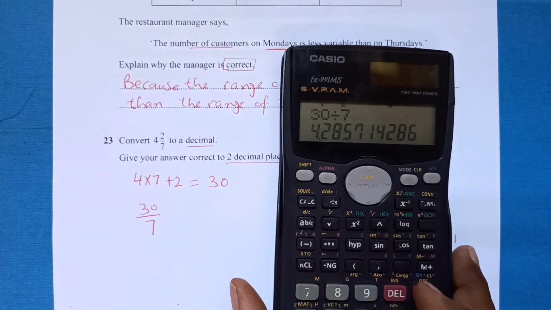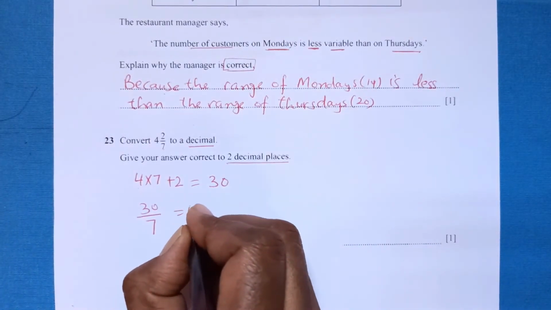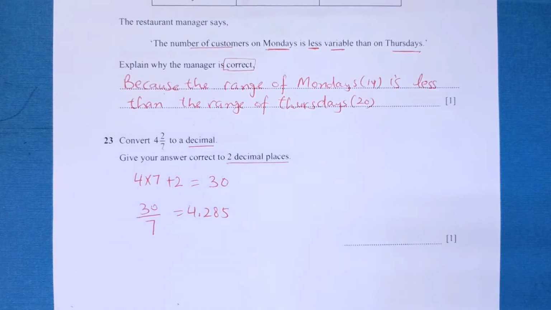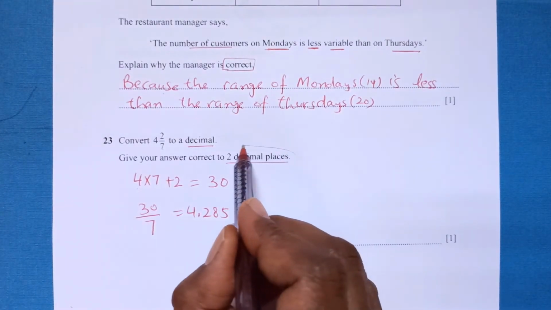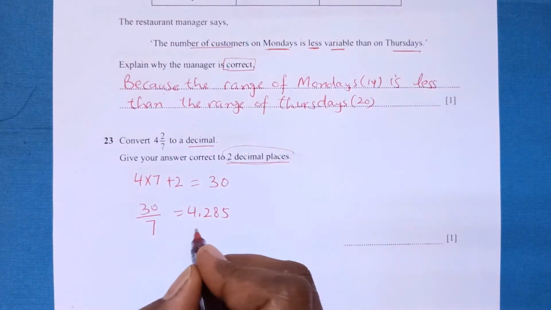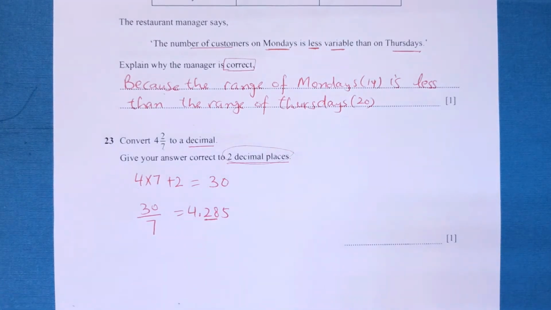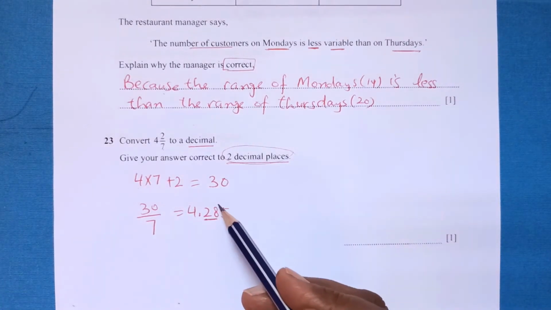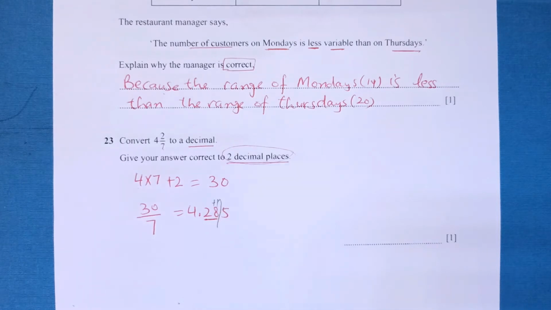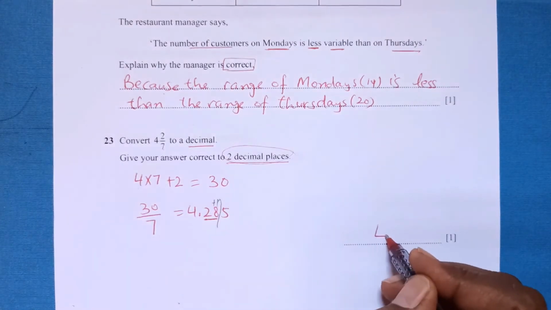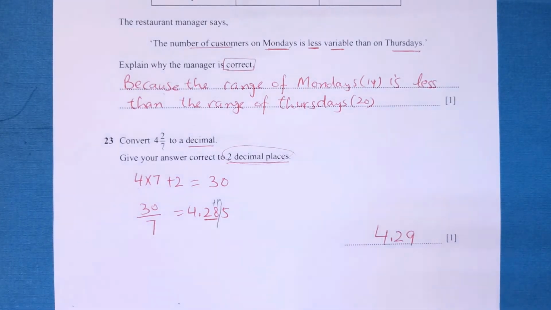This is 4.285. But he said it should be to 2 decimal places. So 2 decimal places is here. As this one is 5 or more, we have to add 1 here. So that will be 4.29.